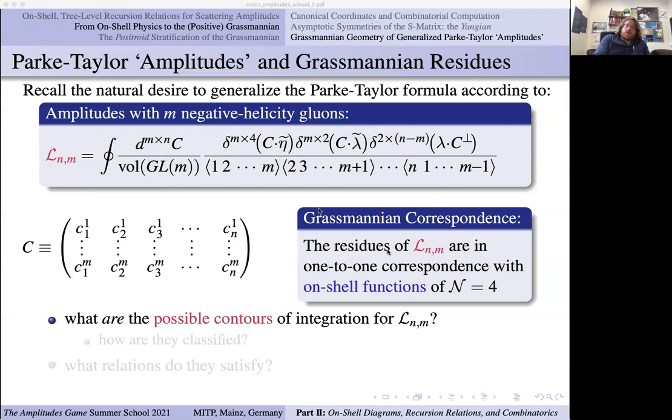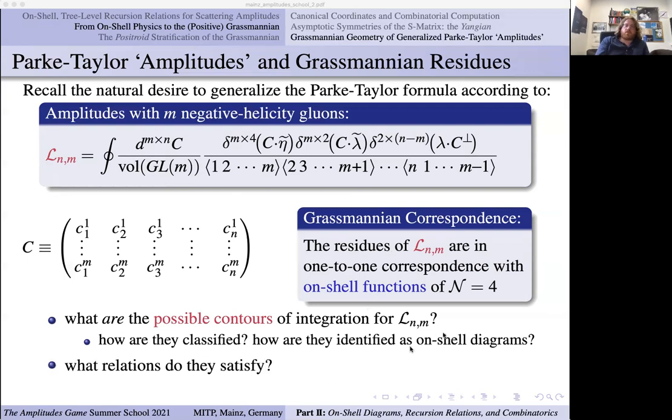What are the possible contours of integration? How would they be classified? How are they identified with on-shell diagrams? And what relations do they satisfy? All of these questions were open about 13 years ago or so. And it took us a few years to get to it.